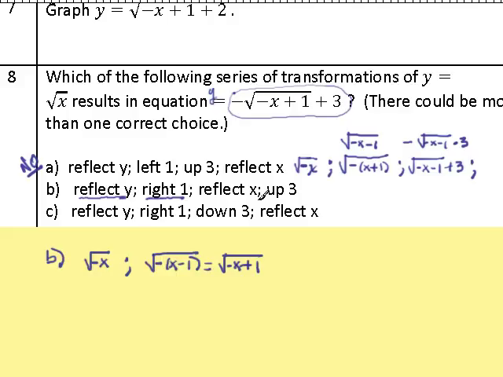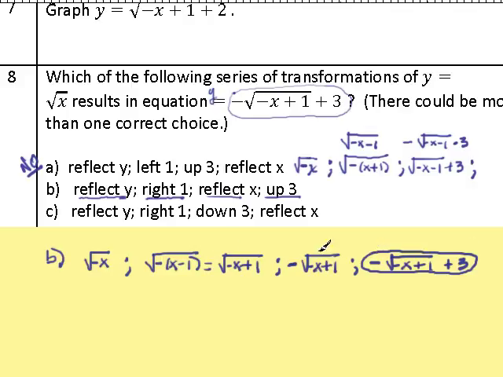Reflect x, that means a negative in front of this whole expression. So we're going to get minus x plus 1. Up 3, just add 3. And we do end up where we wanted to. So this one's a yes. B is yes.